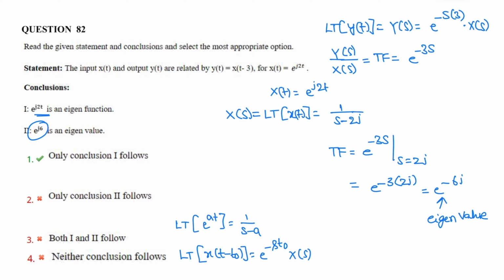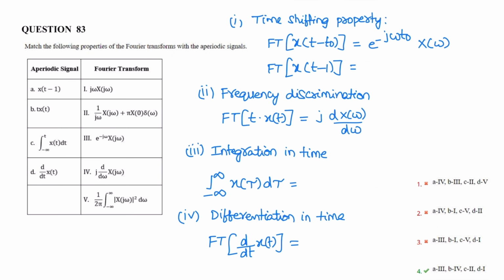Next question. It is related to the properties of the Fourier transform. First given is x of t minus 1, so this is related to the time shifting property. The Fourier transform of x of t minus t naught is e power minus j omega t naught times X of omega. So here t naught value is 1, giving e power minus j omega times X of omega.